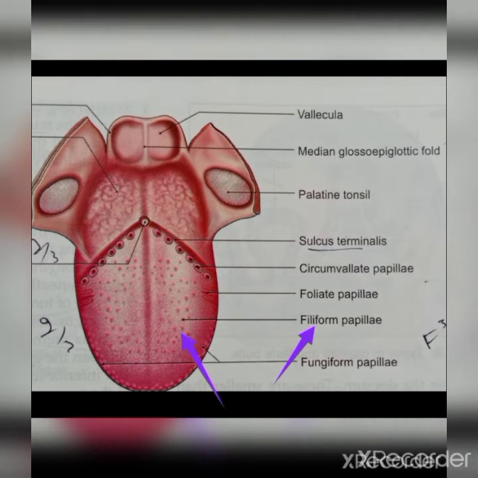Now friends, talking about filiform papillae, they are also known as conical papillae, and they cover the precircular area of the dorsum of the tongue, as you can see here, and give it a characteristic velvety appearance. They are the smallest and most numerous of the lingual papillae. Each is pointed and covered with keratin. The apex is often split into filamentous processes.